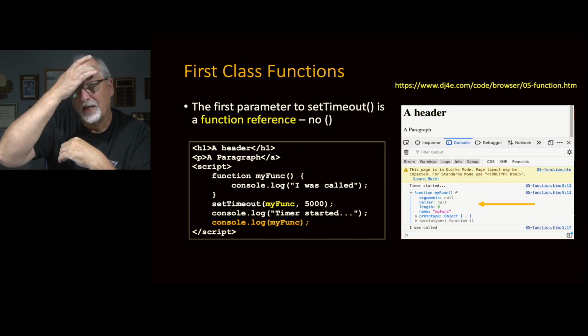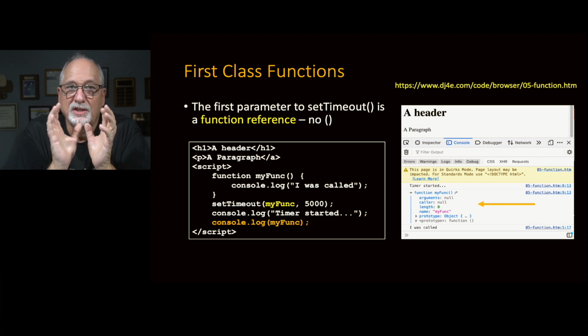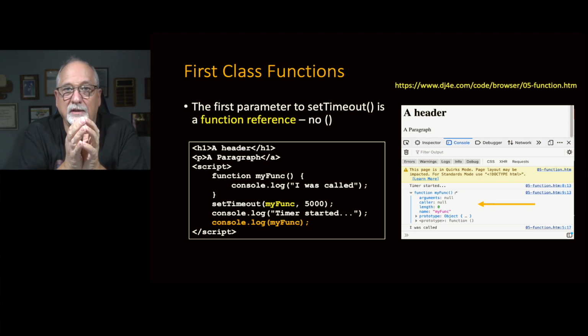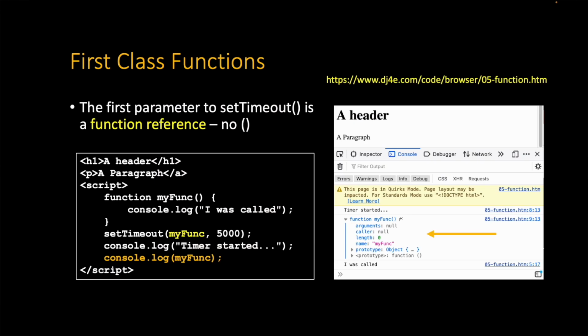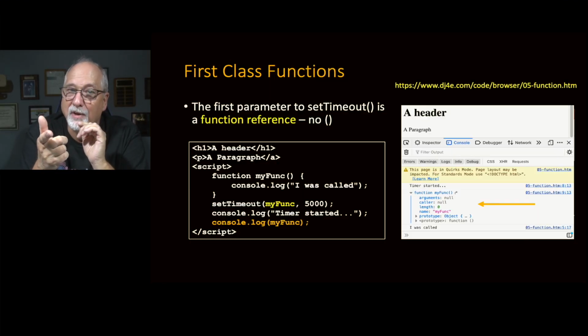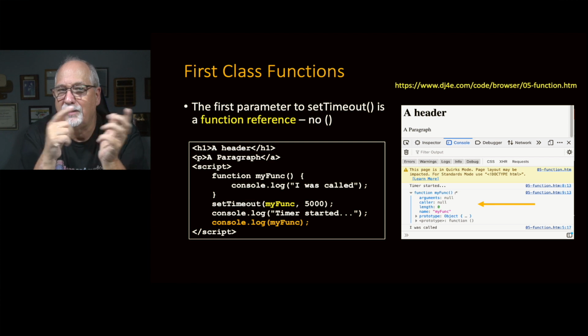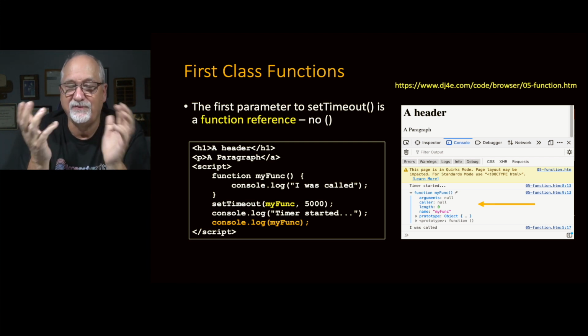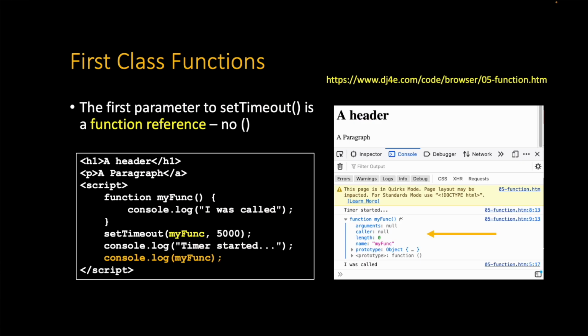Now, if you take a look at this, first class functions are essential to this, right? And so I've changed this, 05function.htm changes this a little bit. Now notice there is no parenthesis. If you put a parenthesis after myFunc in the setTimeout call, it would actually call myFunc and the log would happen and then you'd get null back and the setTimeout would actually fail. myFunc itself, with no parenthesis, is a function reference.